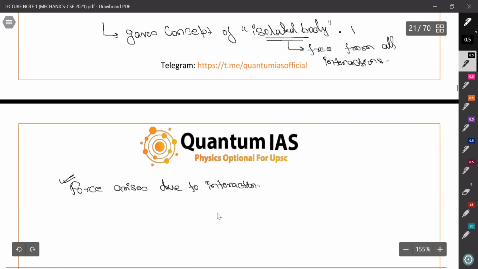And what do we expect for an isolated body? We expect it to move with a constant or uniform velocity. So does an isolated body exist in nature or is it just a hypothetical concept? It does exist in nature.